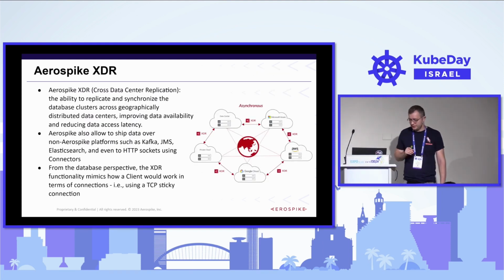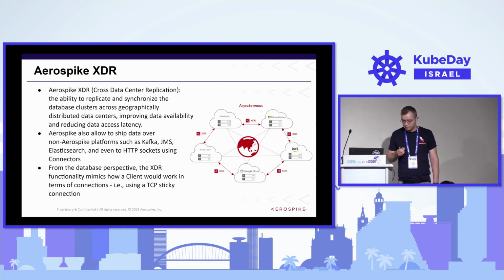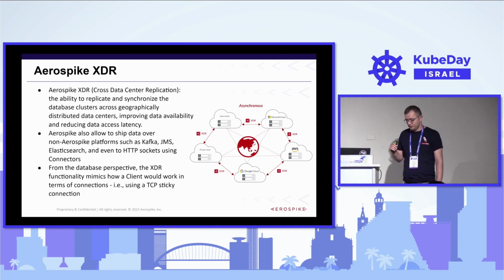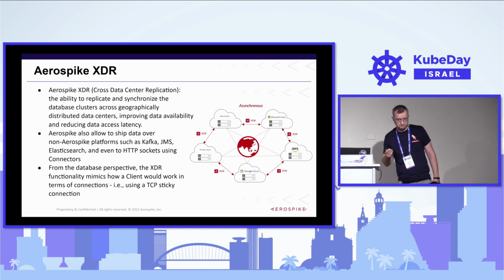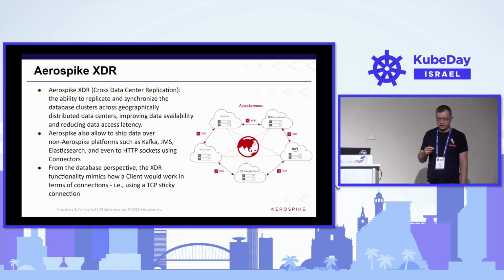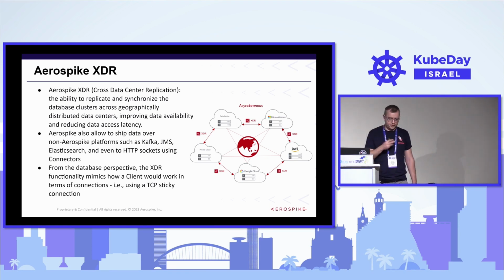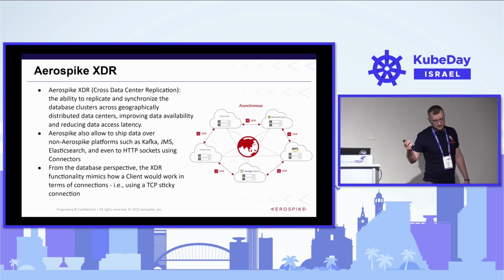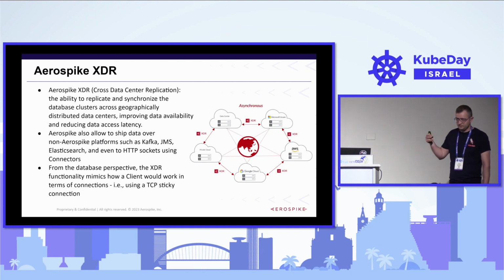The other component that I would like to talk about that is part of our database is XDR. XDR is cross data center replication. It's part of our database features, and what it allows us to do is replicate some of the data that is on one cluster to another cluster that maybe resides in a different physical location.